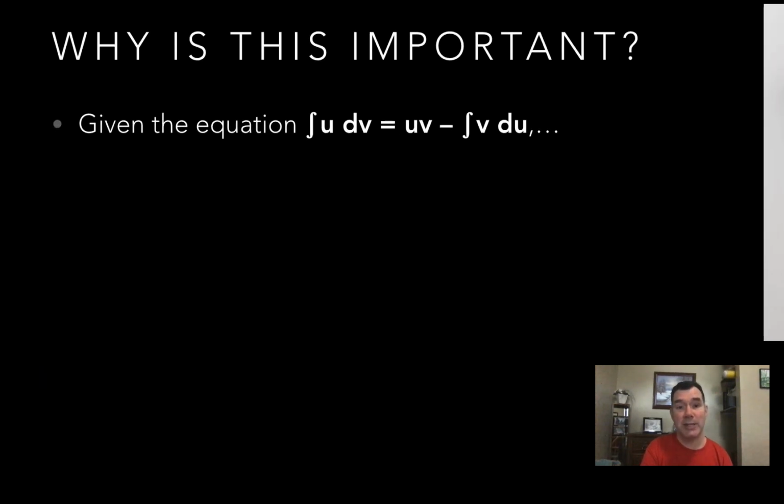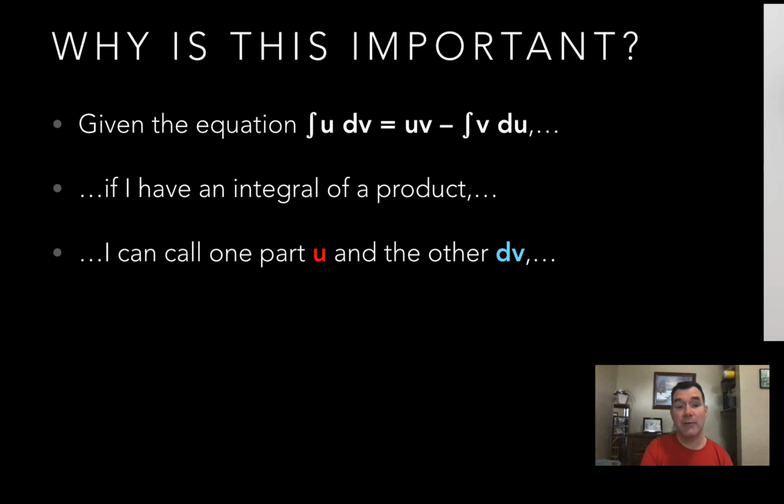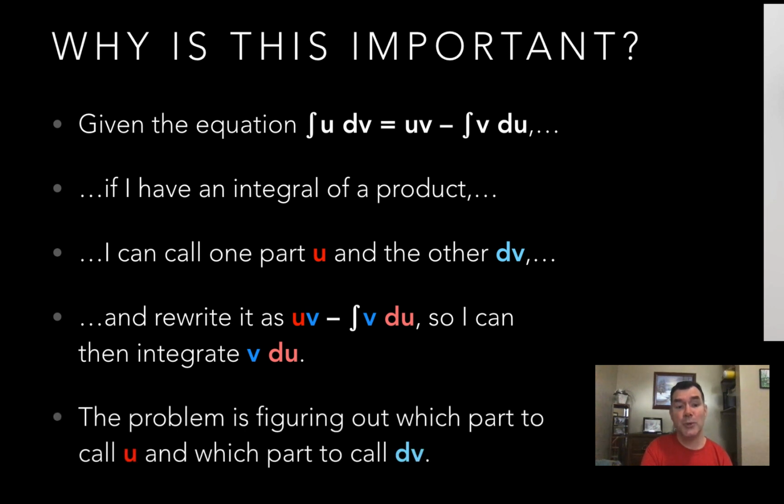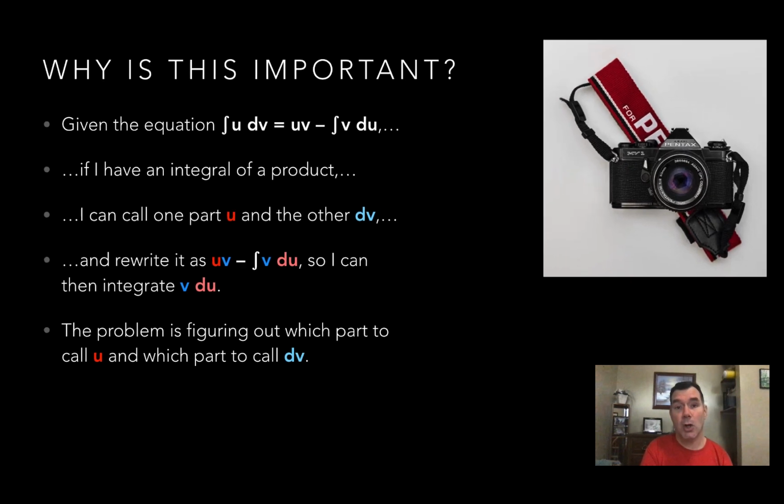Okay, so if I have that equation, that's the same one from before, I'm going to look at every integral that is the integral of a product, and I'm going to see if I can use this method to do it. So what I have to do if I have the integral of a product is I can call one part of it u and one part of it dv so that it looks like the expression on the left, and then I can rewrite it as the expression on the right, uv minus the integral of v du, and hopefully I can evaluate that integral of v du more easily than I could when it was originally given in the question. So the problem is I have to figure out which part of that product I have to call u and which part I have to call dv.